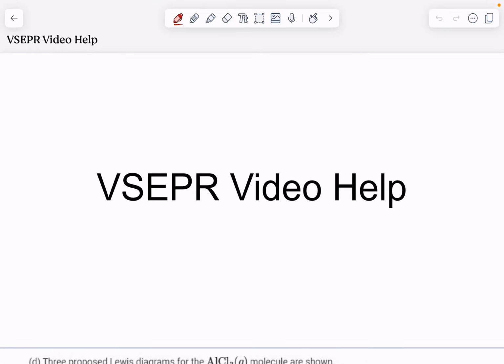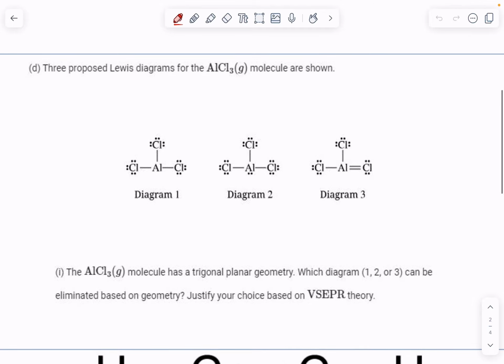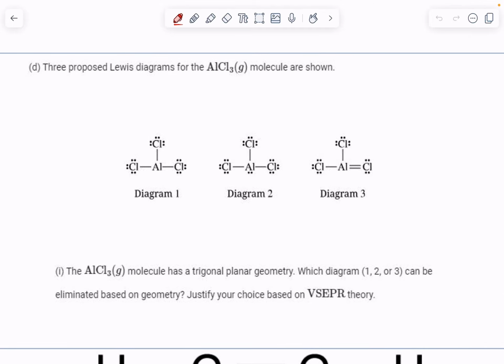Alright guys, in this video we're going to be looking at some VSEPR and hybridization questions. So right here we've got three diagrams, Lewis structures for AlCl3, and they tell us that it has a trigonal planar geometry. Which diagram, 1, 2, or 3, can be eliminated based on geometry? Justify your choice based on VSEPR's theory.